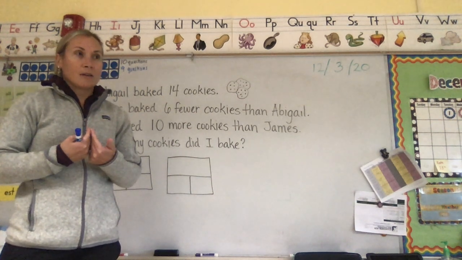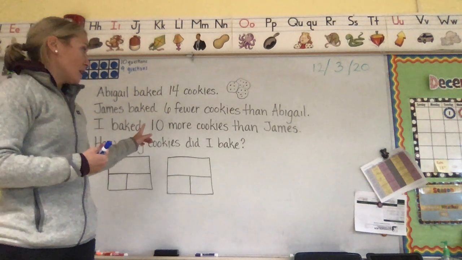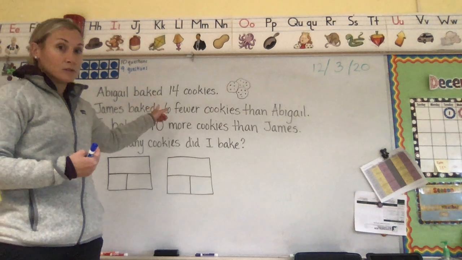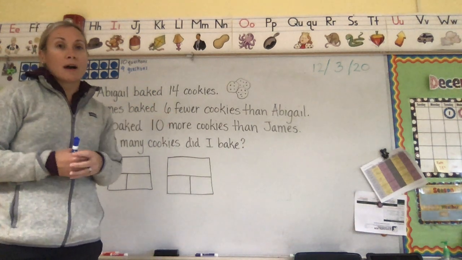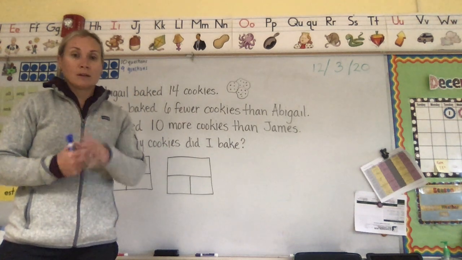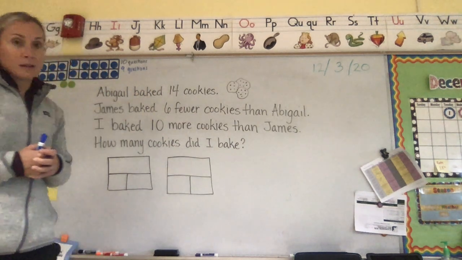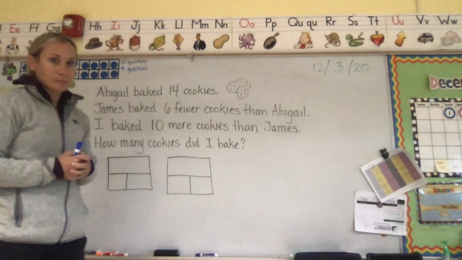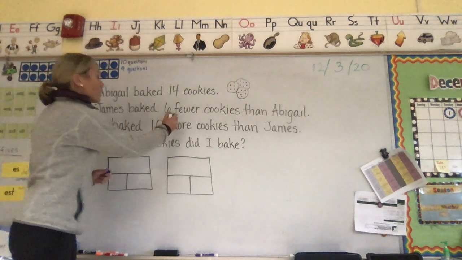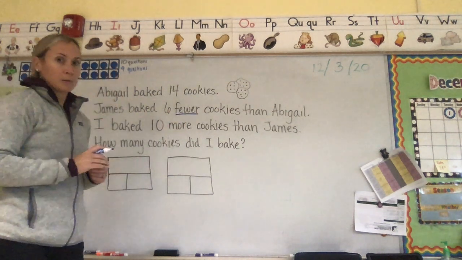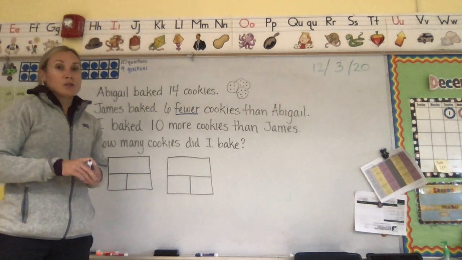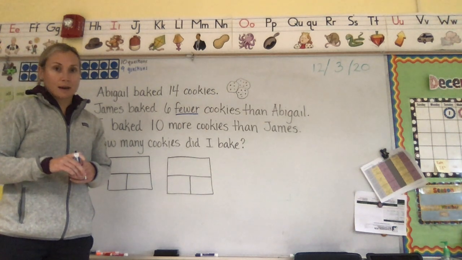But in order to find out how many I baked, I first have to figure out how many James baked because I baked more than James. So I know that this problem has 2 steps to solve it. So I'm going to start at the beginning with Abigail's 14 cookies. And I'm going to think about James baking 6 fewer cookies than Abigail. That word fewer is a clue to me that James baked less cookies than Abigail.